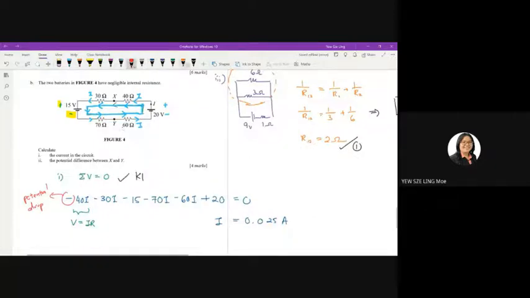If you got the values correct, then you got 1 mark for the working. And then the final answer with the correct unit, 1 mark. Okay, JU1.